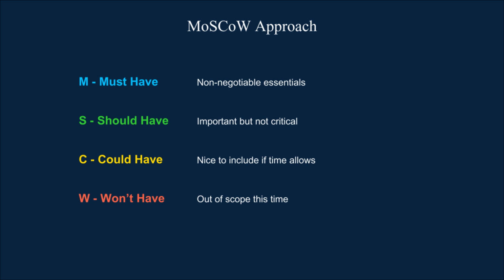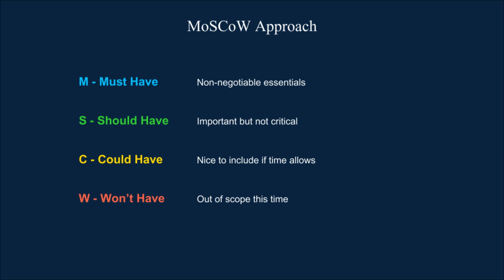Now, why does MoSCoW matter for us as project managers? First, it helps manage stakeholder expectations. Everyone sees clearly what will and won't be delivered. Second, it prevents scope creep because exclusions are documented upfront. Third, it guides resource allocation. Your team focuses on must first, then moves down the list as capacity allows. And finally, it is a perfect fit for Agile and Scrum, where you need to prioritize features for sprints and MVPs.